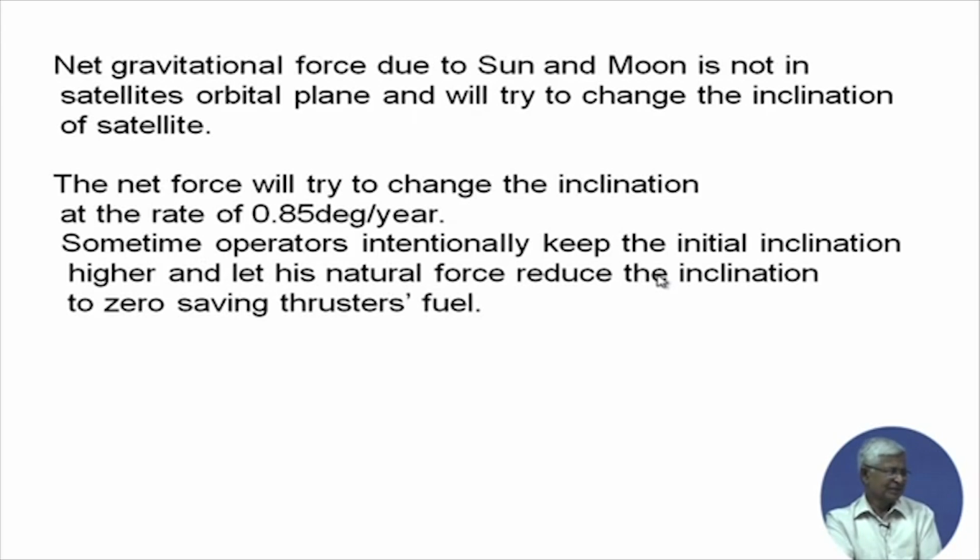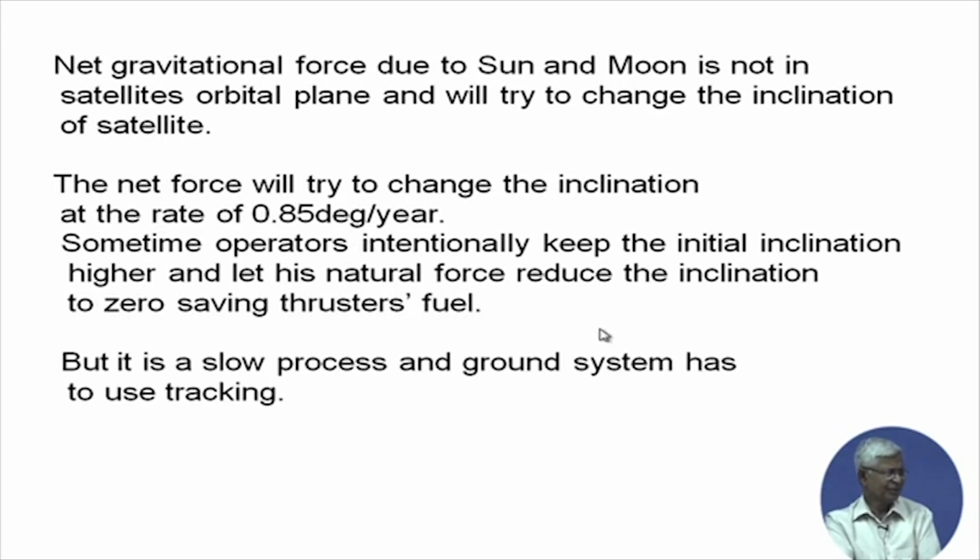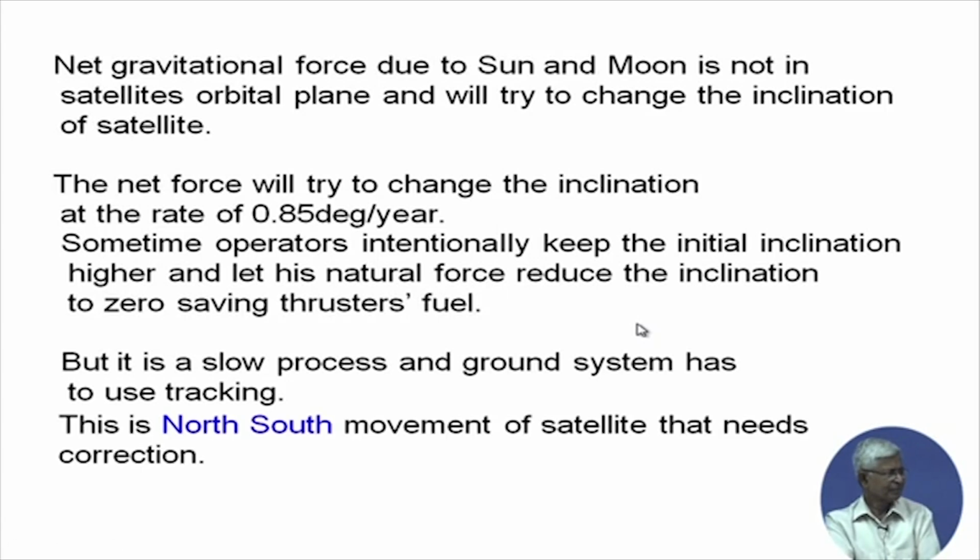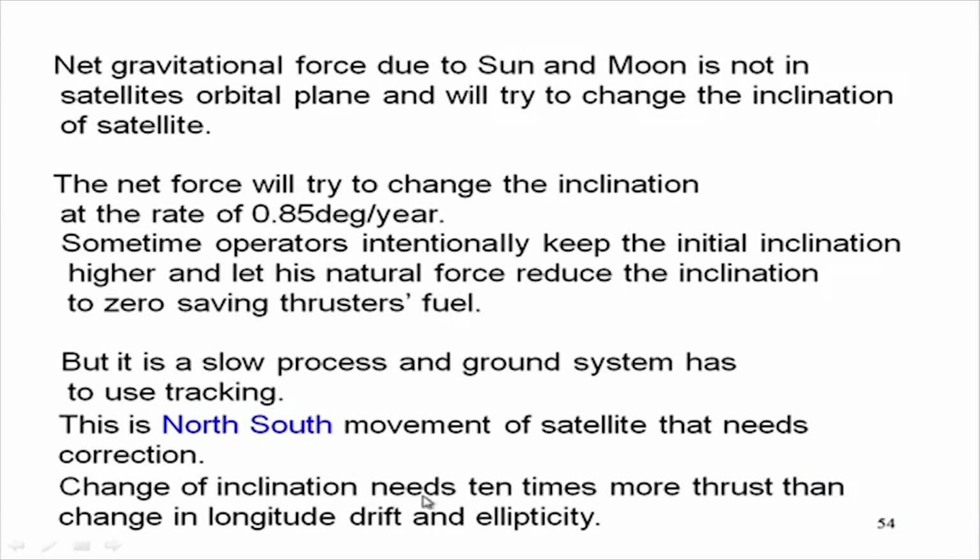So operators keep the initial inclination higher, so that, because it is a very small number, it slowly gets adjusted automatically, saving fuel; otherwise you correct it. This is called north-south movement that needs to be corrected, and changing the inclination needs 10 times more thrust. That is, north-south correction needs more fuel than east-west correction.